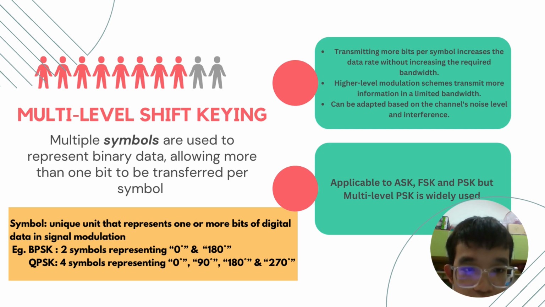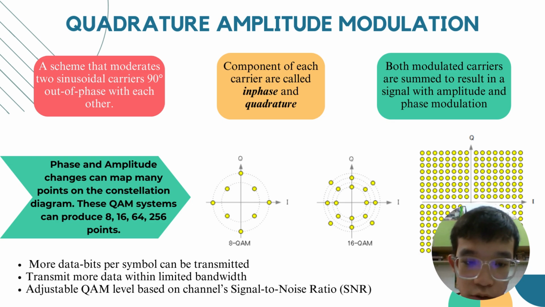Basically, it transmits more bits per symbol, which increases the data rate without increasing the required bandwidth. So it has higher level modulation schemes that transmit more information in a limited bandwidth, and it can be adapted based on the channel's noise level and interference. It is applicable to amplitude, frequency, and phase shift keying, but multi-level phase shift keying is the most widely used one. Moving on to quadrature amplitude modulation.